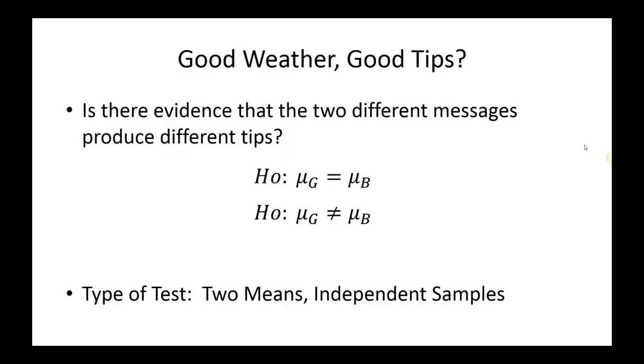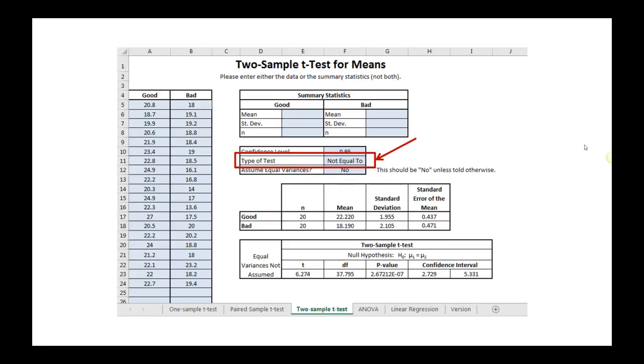So remember, we're testing the null hypothesis: the mean for the good weather message is equal to the mean for the bad weather message, and the alternative hypothesis is that the mean for the good weather message is different from, or not equal to, the mean for the bad weather message. And we're going to be doing that 2-sample independent test inside of Excel.